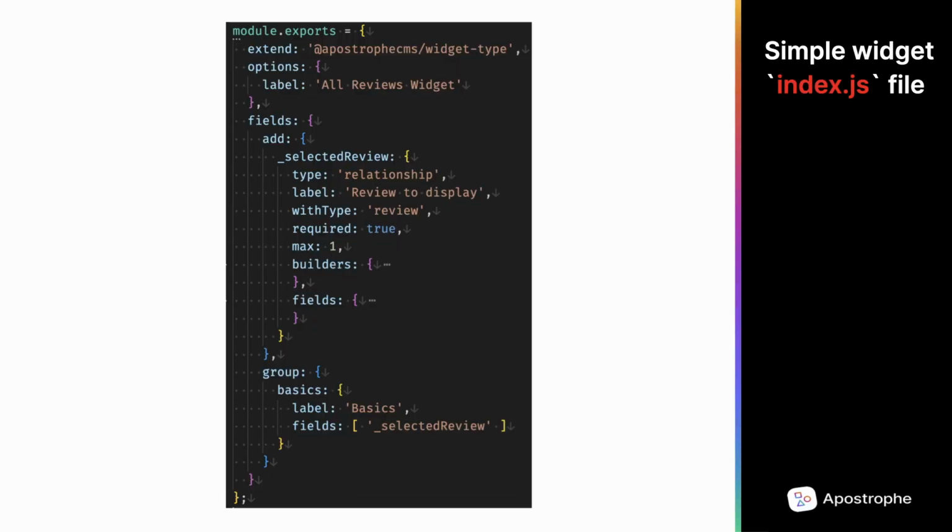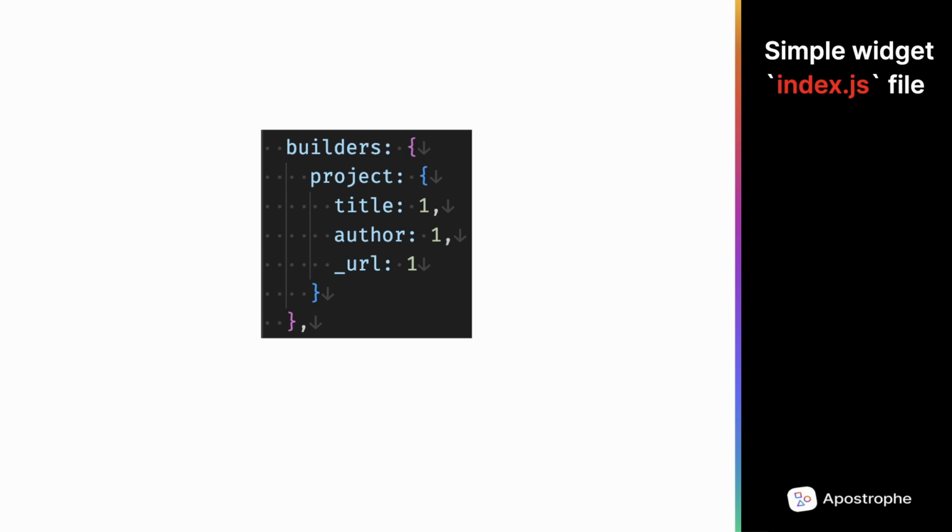In addition to the required and max properties, this relationship has two optional properties, builders and fields. The builders property takes an object containing a project object that can limit the data returned, exactly like the query builders covered previously. In this case, only the title, author, and _url are being returned.